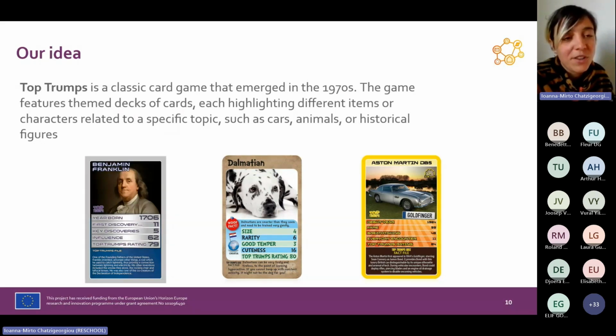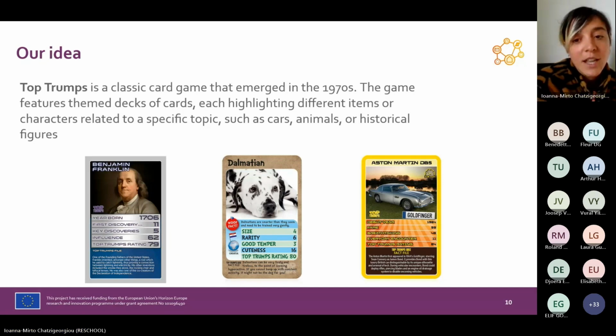I've been playing it a lot when I was younger, and it seems that young people are still playing that game. It's a classic card game. It features themed decks of cards. Here we can see scientists, dogs, and cars. And each one highlights different items or characters related to a specific topic and different attributes. So, for example, we can see in the dog one that it compares the size, the rarity, the good temper of dogs. And so we decided to create such a deck for energy communities.